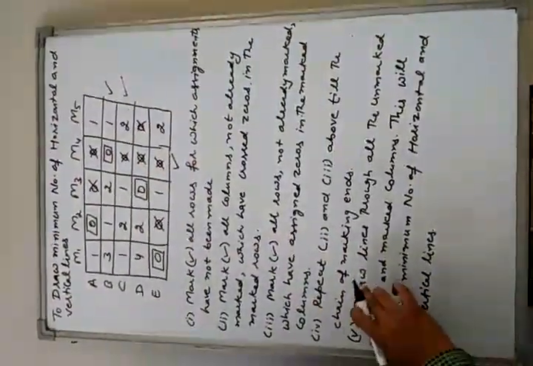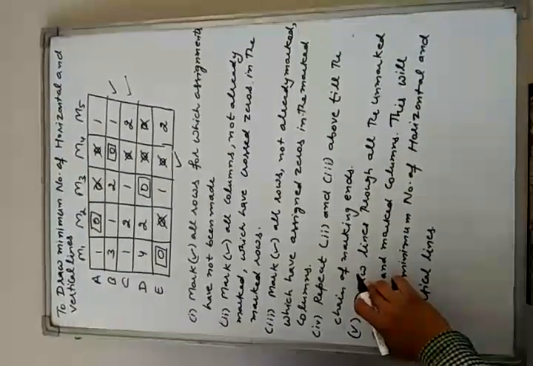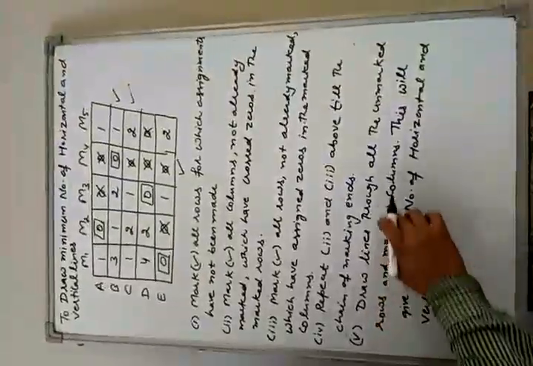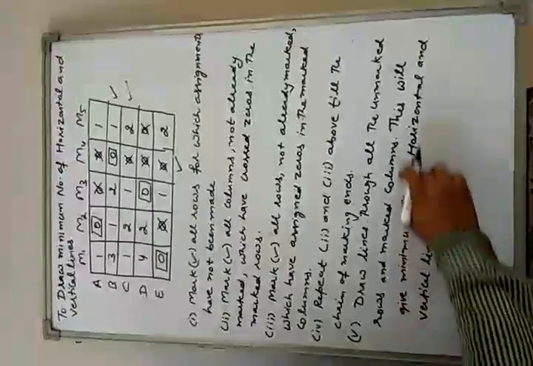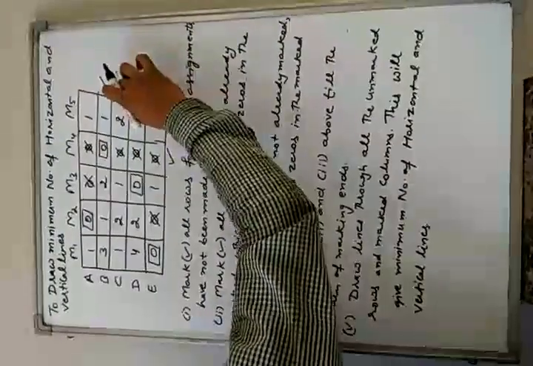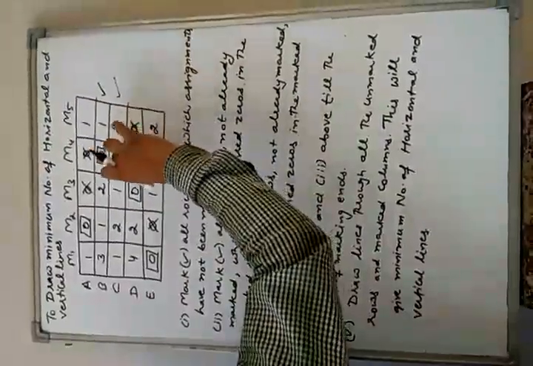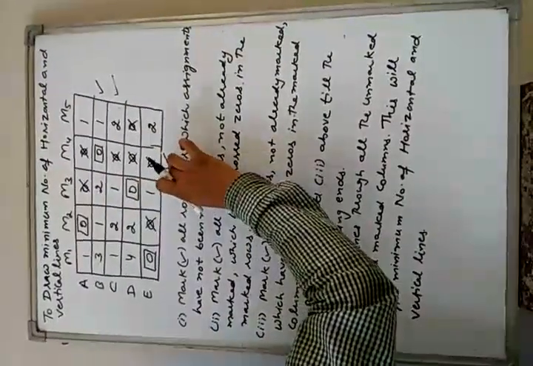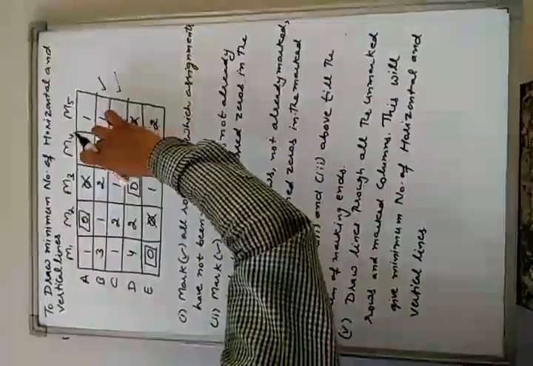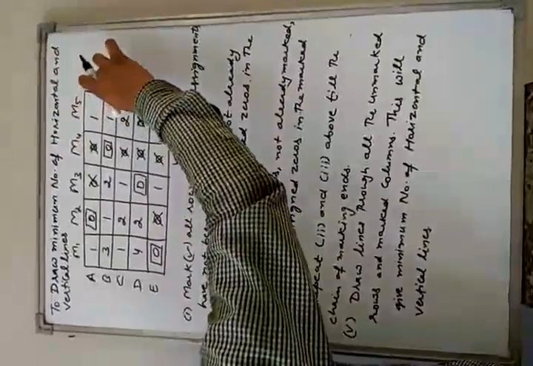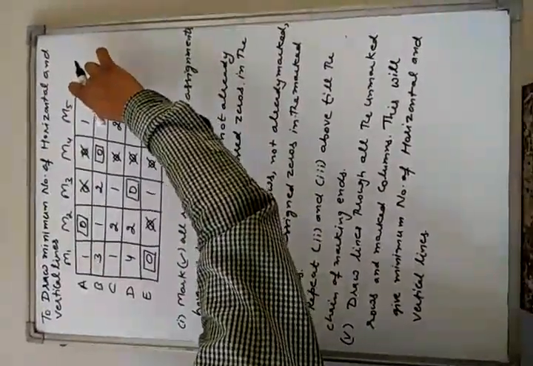And the fifth step is to draw lines through all the unmarked rows and marked columns. This will give the minimum number of horizontal and vertical lines. Now first we will mark this. Here the crossed zero lies. We mark this column. In this column, the assigned zero lies here. Therefore we mark this row.